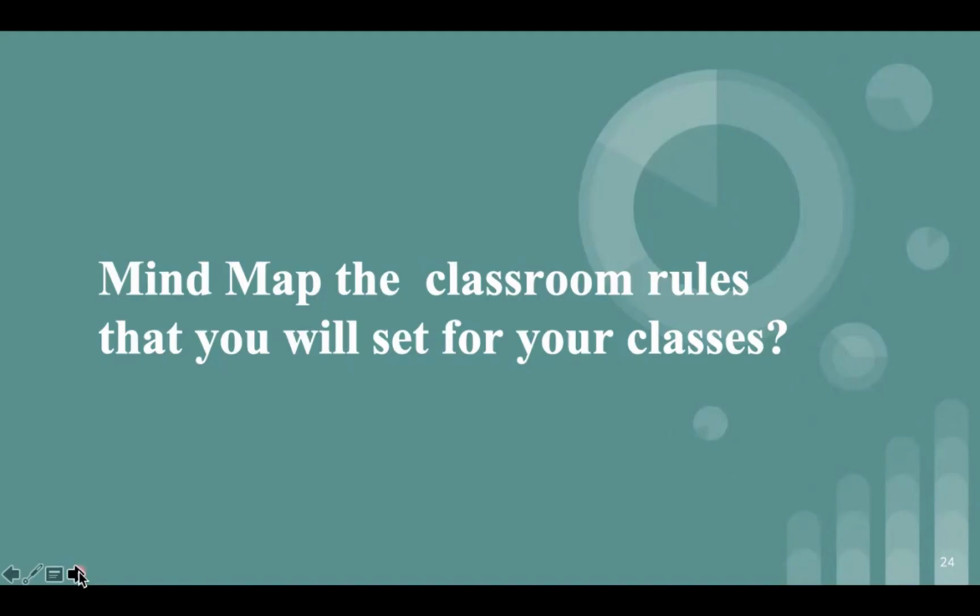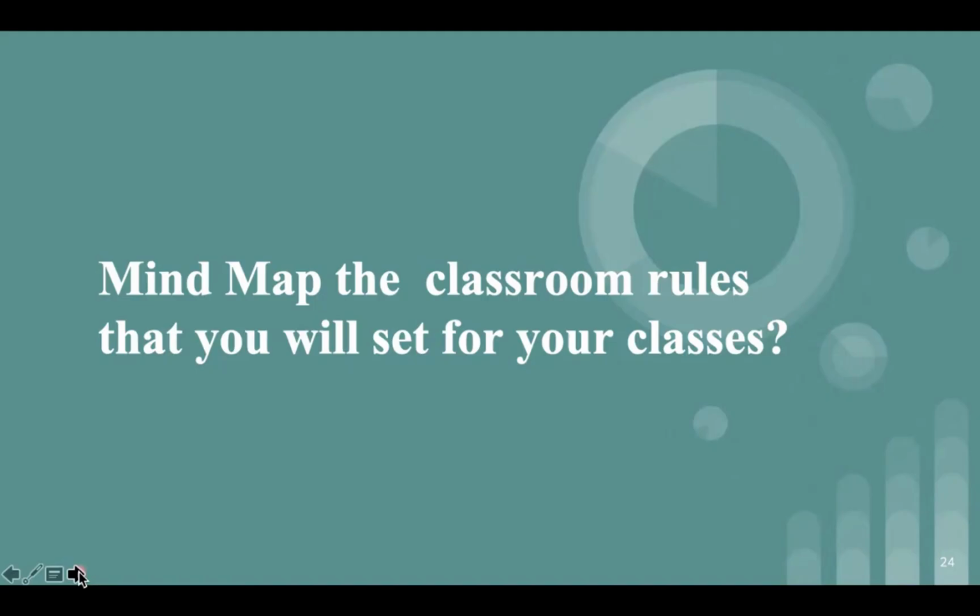So the first thing that you should do before the academic session starts, you should mind map the classroom rules that you want to set, the rules that you expect your students to follow in the classroom. So the first thing is you have to chalk them down. Then you have to write them down. Every single possibility that might happen in the class and how you will interact with that possibility.